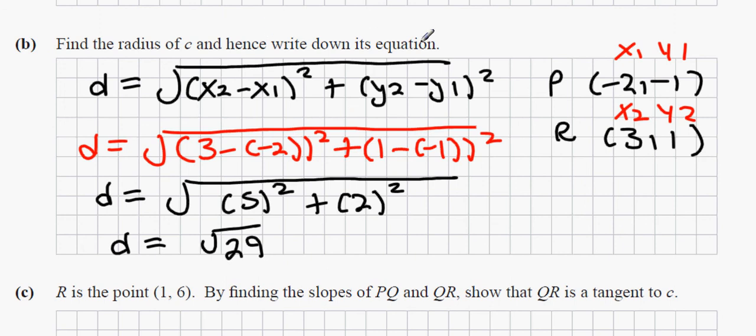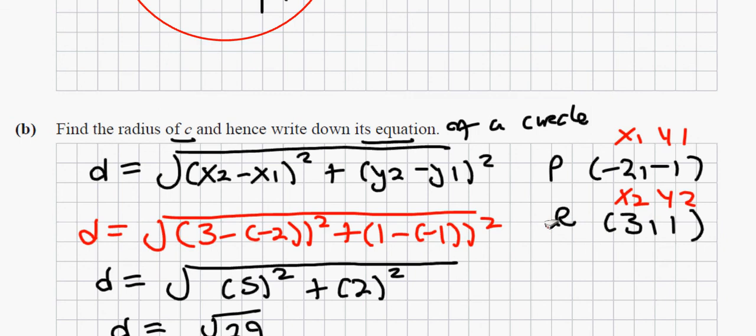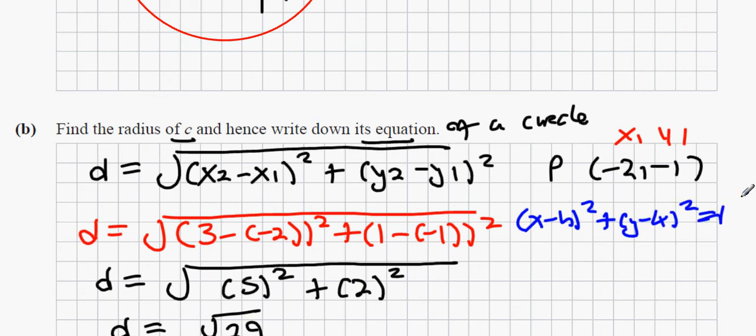Write down the equation, find the radius of C, then write down this equation. So what you're looking for is the equation of a circle. To figure out the equation of a circle, what you need to know is the center of the circle. The center of the circle is P. So you're going to go to your tables: (x minus h) squared plus (y minus k) squared equals r squared. r is the radius, and h and k is the center of the circle. h is the x coordinate, and k is the y coordinate. It'll tell you this in your log table.